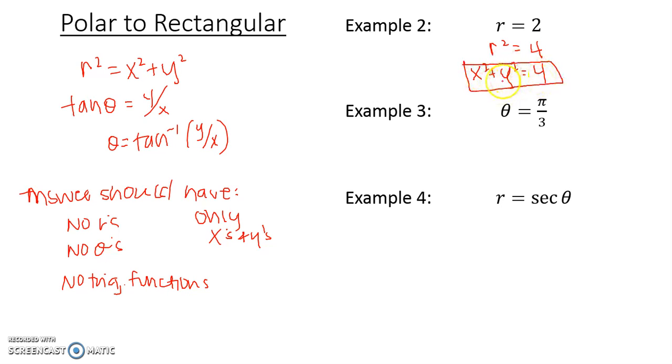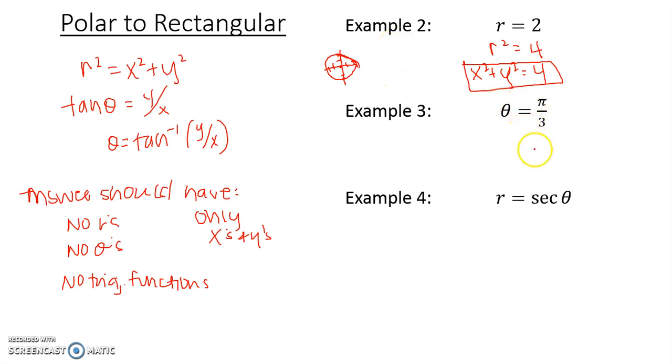If you look at this equation, that is the equation of a circle with center at 0 and a radius of 2, which would look roughly like that. That's the same if I just said r equals 2, because that would give me in every direction I'm coming out a radial distance of 2. So those are the same.